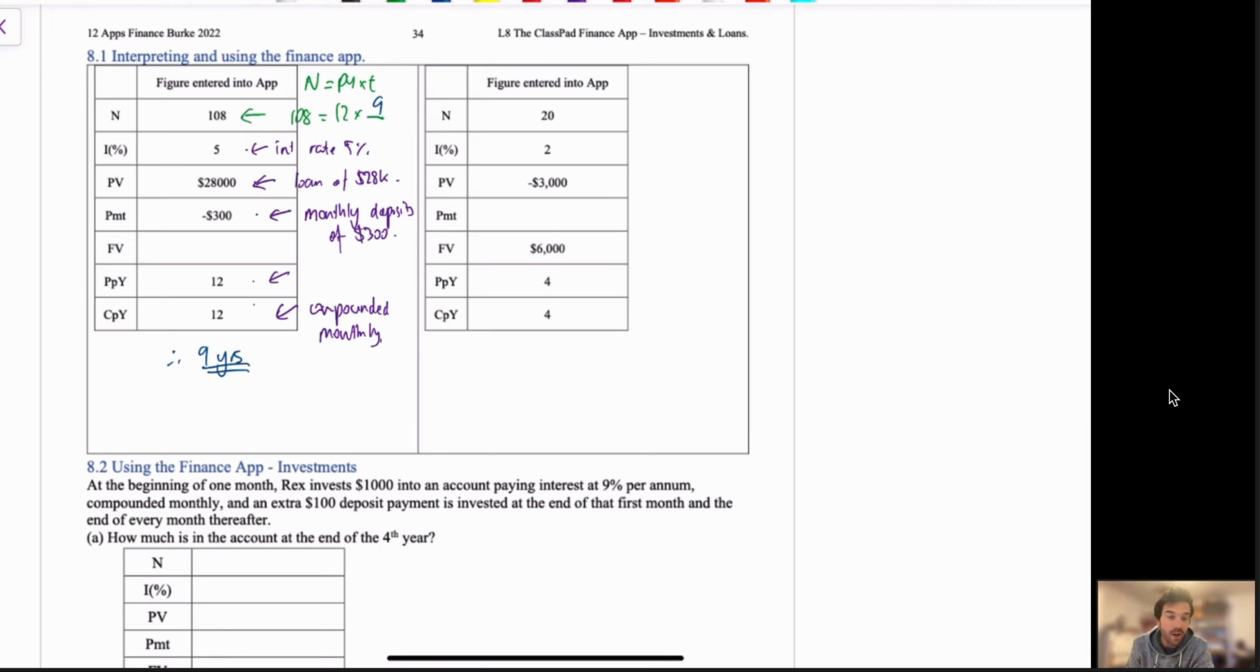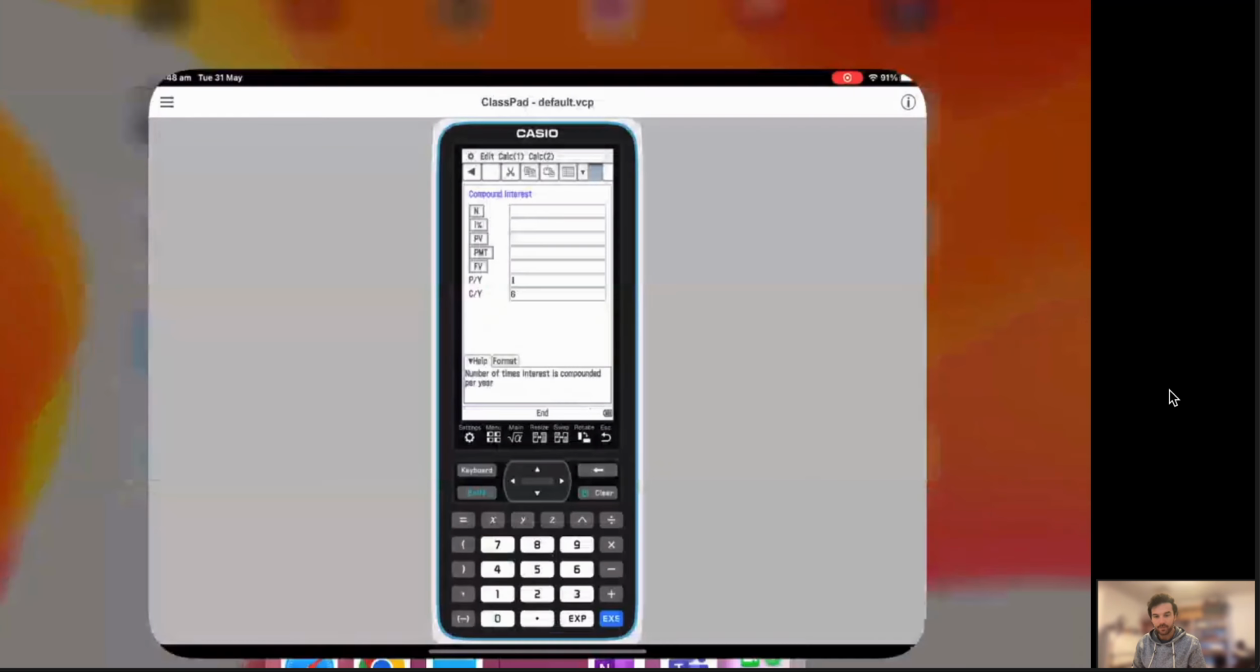Now we're going to use our Finance app to see what this loan of 28K with monthly deposits of $300, so you're trying to reduce the loan, we're going to see what the final balance of this loan is. So what we're going to do is use the Finance app. Okay, so I'm going to draw an arrow there saying we need to solve for the FV. Let's go into the Finance app now and practice using it.